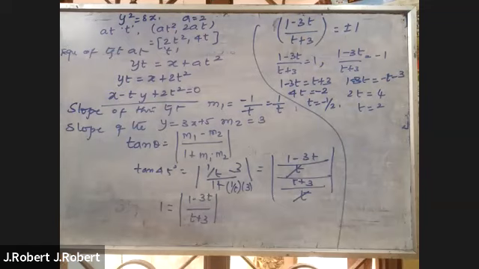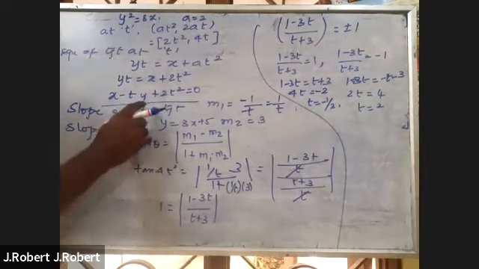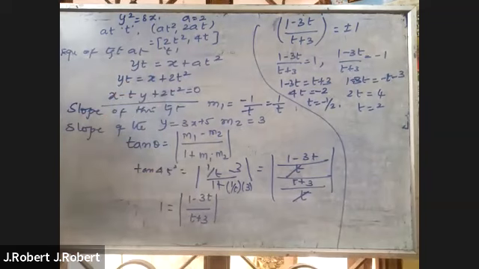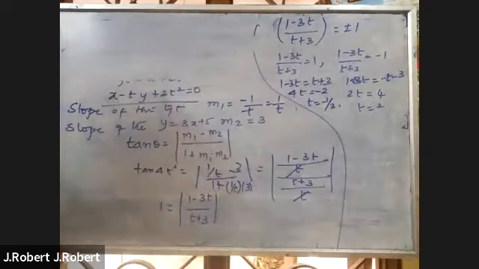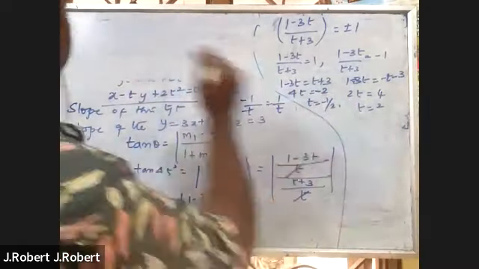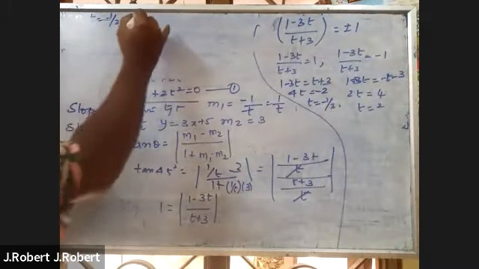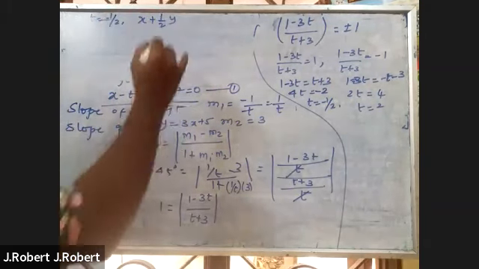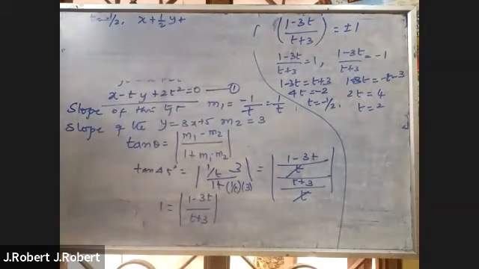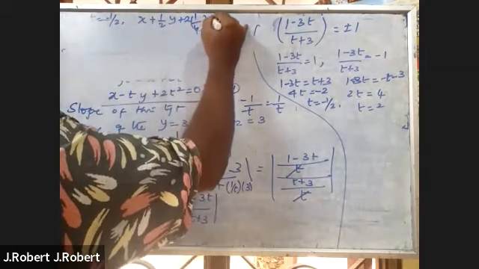Now we can find the equation of the tangent. The equation of tangent given to us is x minus ty plus 2t squared. Substitute the values of t and we'll get the first one. This is called the first equation. Put t equals minus 1 by 2: x minus 1 by 2 into y, so x plus 1 by 2 y, plus 2t squared, 2 into t squared, which is 1 by 4, equals 0.